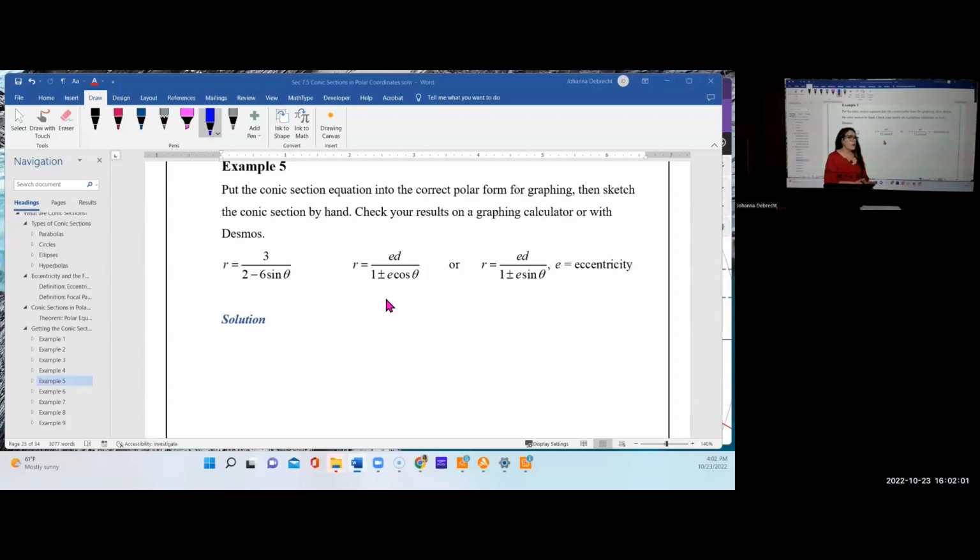Let's take a look now at this particular one. We have 3/(2 minus sine theta). What I'd like you to do is pause the video, do all of the work, and then turn the video back on, and we'll compare our answers. Go ahead and pause the video now.